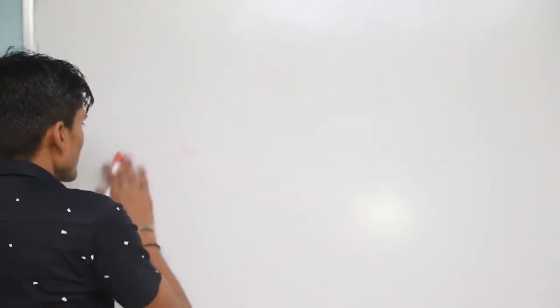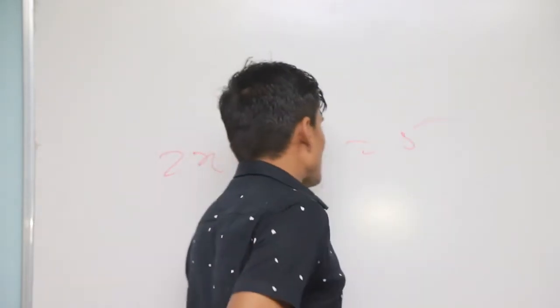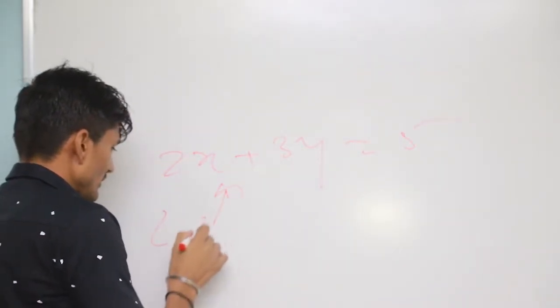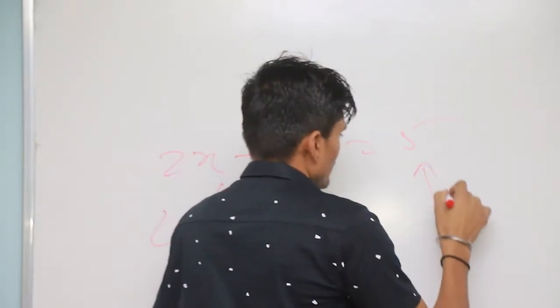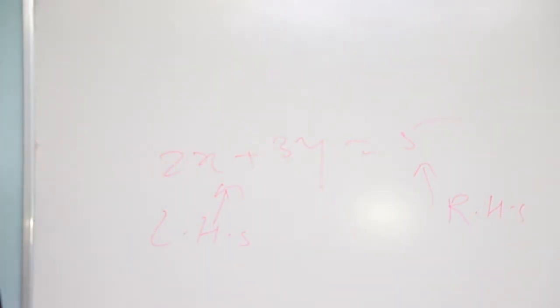An equation means an algebraic expression which has two parts, one is the LHS, the second is the RHS. For example, 2x plus 3y is equal to 5. That is the LHS. That is the RHS. That means this is an equation.